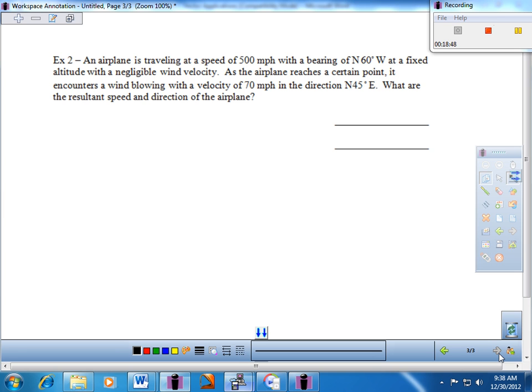Okay. Let's go ahead and draw it out. Same kind of deal, and I'll give you a couple different ways to look at this, but let's start with that first one. It has a magnitude. In this case, the velocity is our magnitude, and the bearing will be the direction. So 60 degrees west of north, 500 miles per hour, something like that would do.